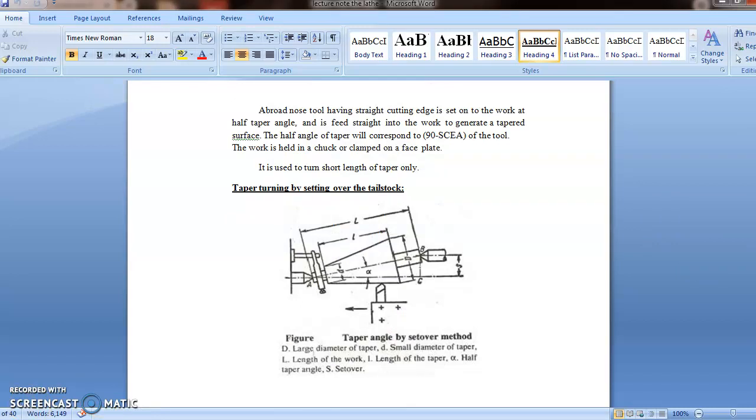The next method is taper turning by setting over the tailstock. The principle of this method is to shift the axis of rotation of the workpiece at an angle to the lathe axis. The tool is fed parallel to the lathe axis. The angle at which the axis of rotation of the workpiece is shifted is called the half taper angle. The amount of set over is limited, so this method is also suitable for small tapers.